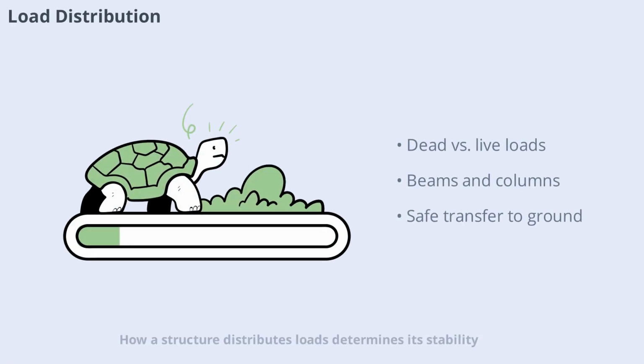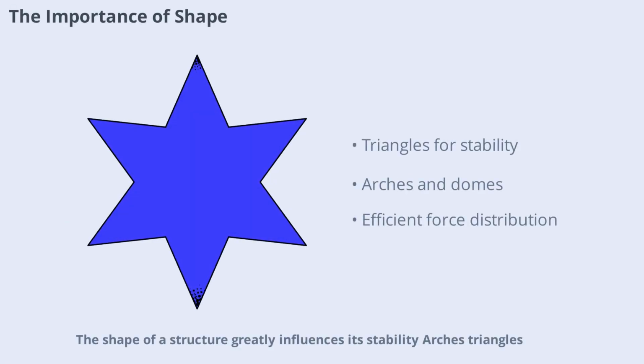How a structure distributes loads determines its stability. Loads can be dead loads like the weight of the structure itself or live loads such as people, furniture, and vehicles. Engineers design frameworks that transfer these loads safely to the ground, often using beams, columns, and foundations. Proper load distribution prevents weak points and ensures that no part of the structure is overstressed, reducing the risk of failure.